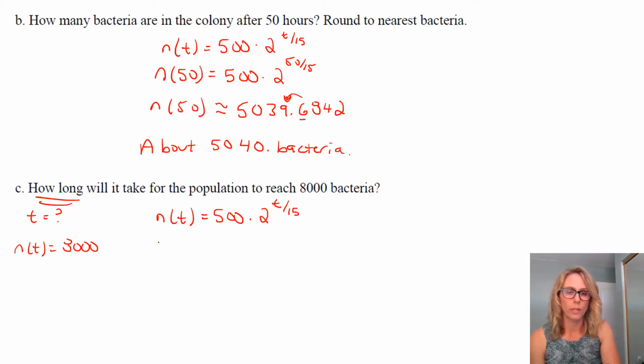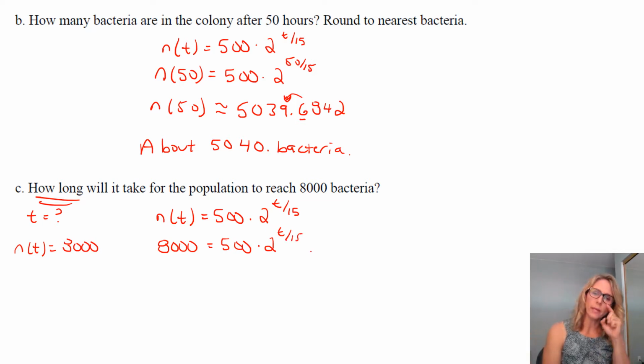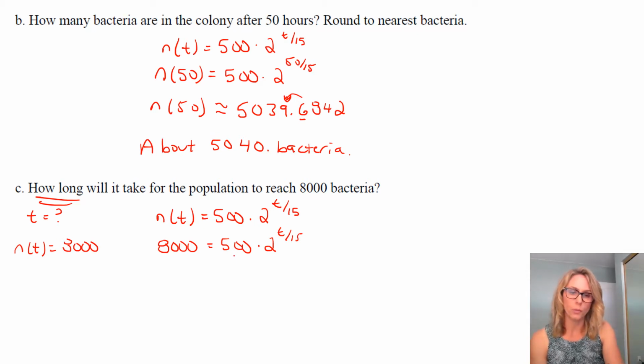So we are going to say, okay, 8,000 equals 500 times 2 to the t over 15. And then we're just solving this for t. So we're going to be using those things from the exponential equations section to solve this. The first thing that we'll do is just divide both sides by 500. Because of space, I'm just telling you I'm dividing by 500. If you want to write that down, obviously that is fine. We have 16 equals 2 to the t over 15.